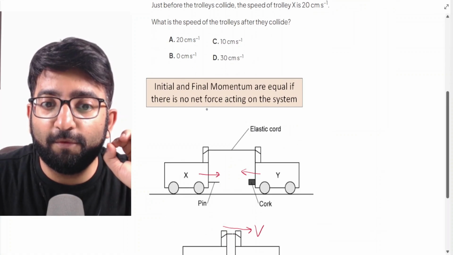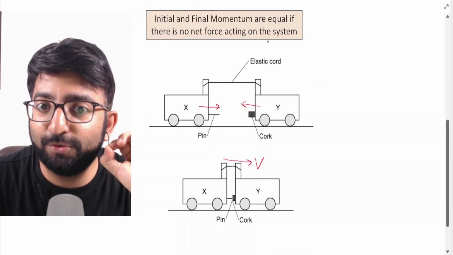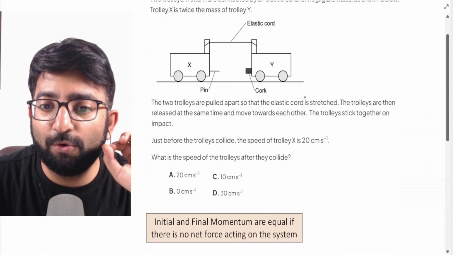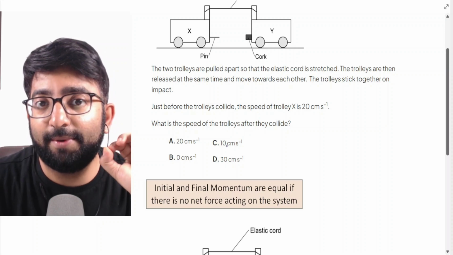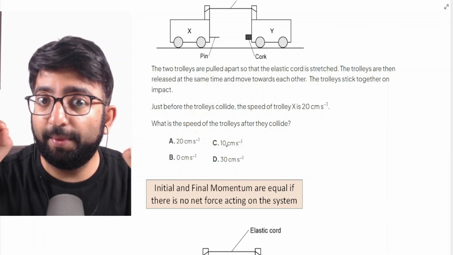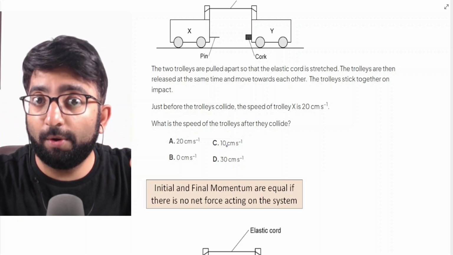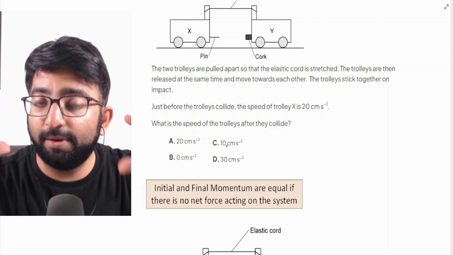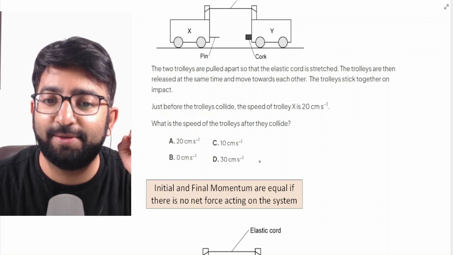So according to the law of conservation of momentum, initial and final momentums are equal if there is no net force acting on the system. So in the before situation over here, let's go back to the question. It was saying the trolleys are released at the same time. Now, since they are released, the initial velocities for both the trolleys is zero. Both the trolleys are instantaneously stationary at that point. So the initial momentum of the system in the before case will be considered as zero.